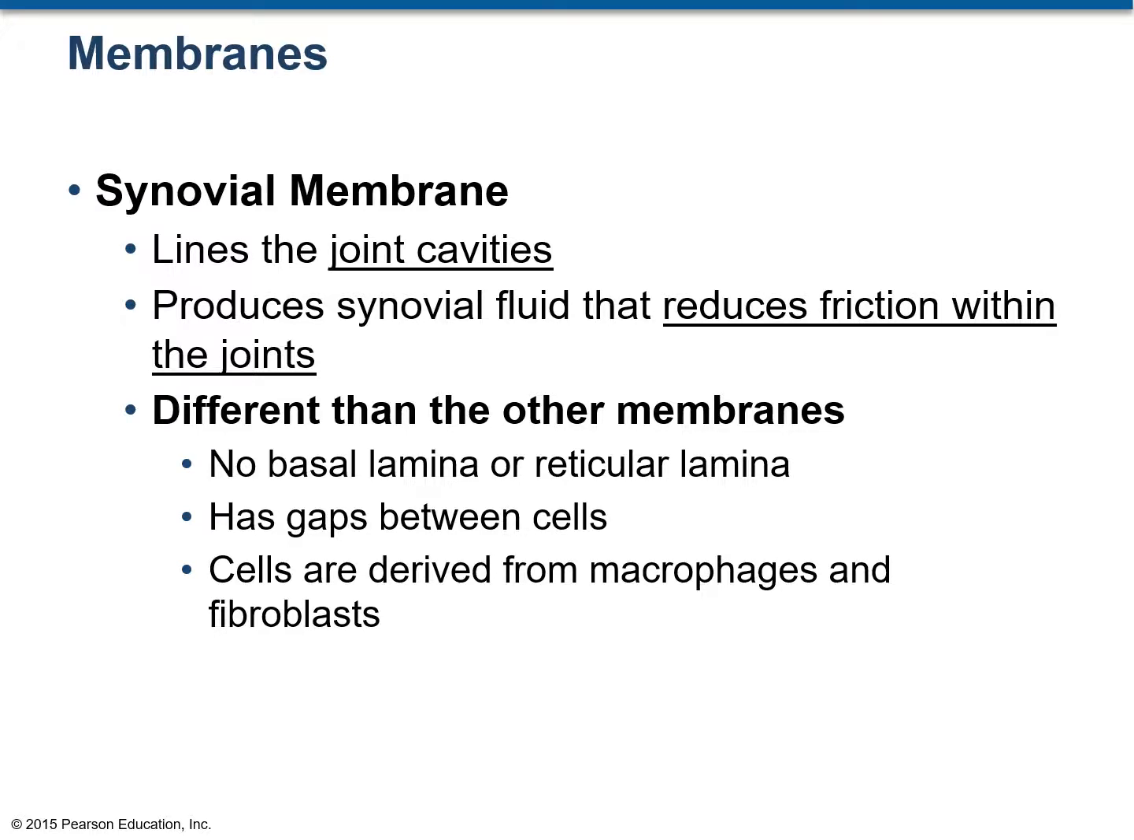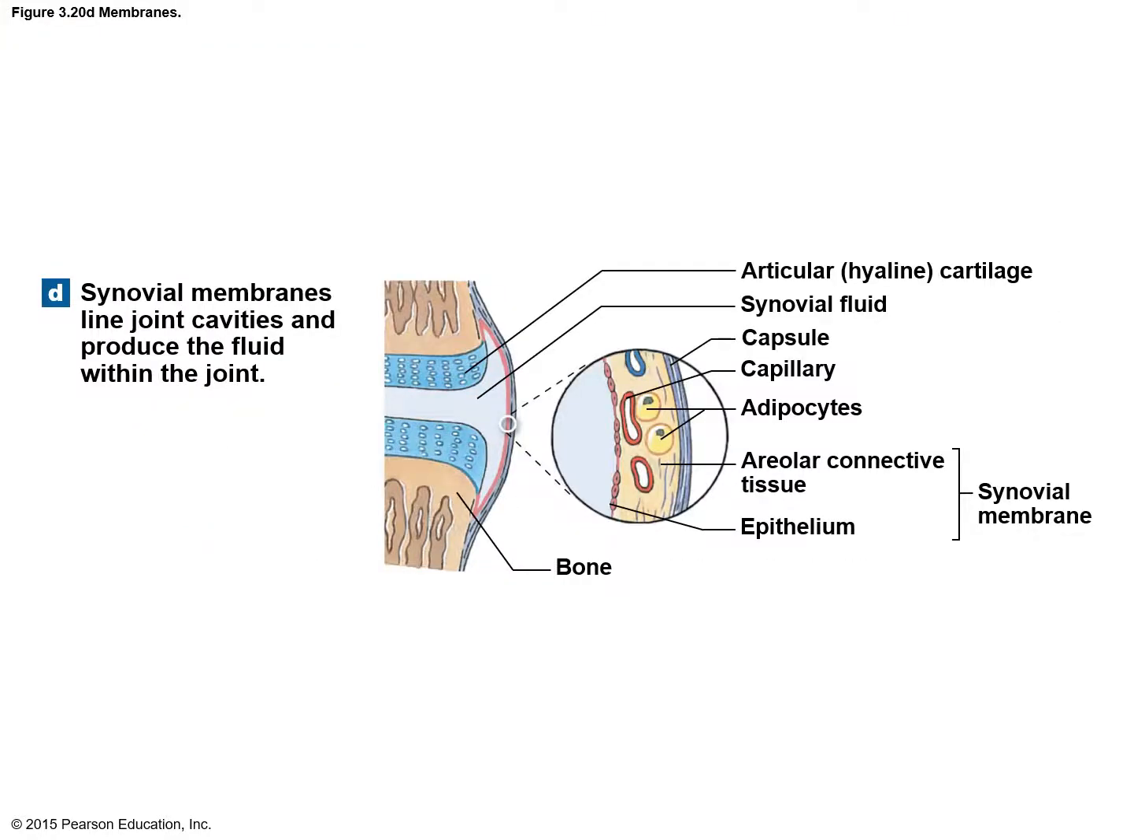The synovial membrane produces a fluid which is called synovial fluid, and the function of this fluid is to decrease friction within joints. And this membrane is very unique. It is very different from other membranes. It does not have a basal lamina, and there are also gaps between cells. This figure shows that the synovial membrane usually consists of areolar connective tissue and epithelial tissue.